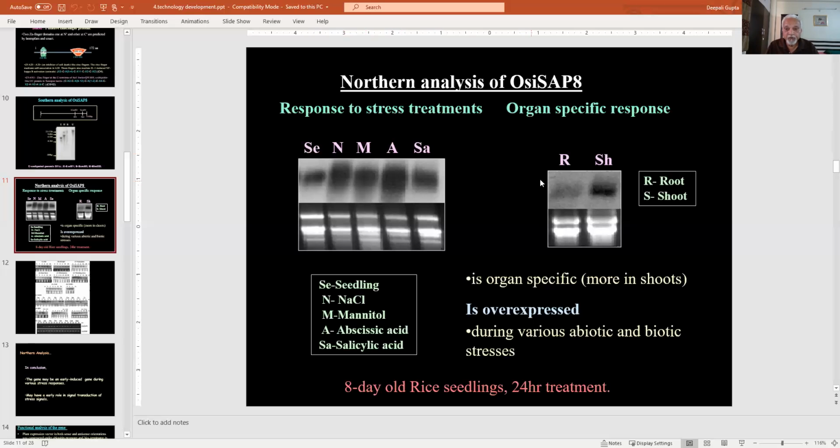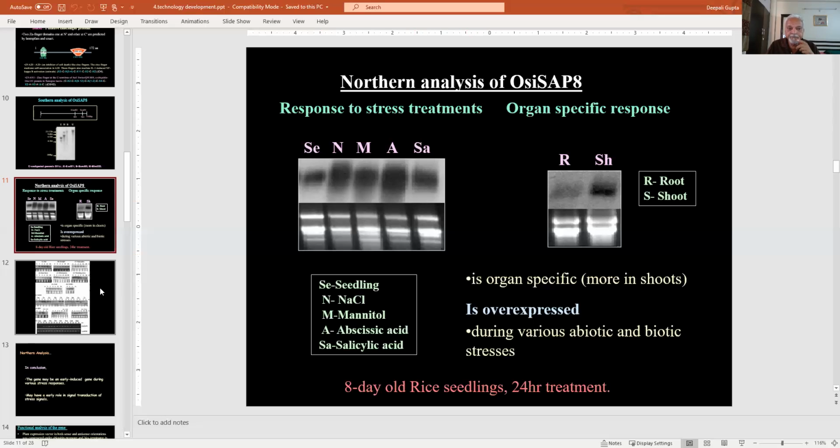And also when we look for whether it is in the roots or in the shoots, you can see here also that shoots express more of it as compared to root. Okay, so it is showing overexpression in an organ specific manner. And this is the actual study done: 7-day or 8-day old seedlings were exposed for 24 hours to these conditions, and RNA was extracted, and then hybridization was conducted.